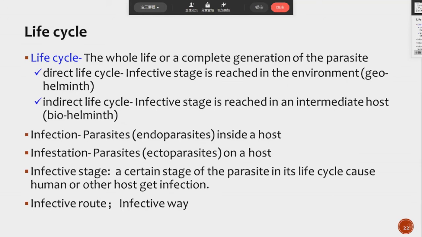From next week, we will be learning about each parasite. While you are learning about a parasite, first of all, you must know its life cycle. During the life cycle, some of the worms or parasites only need one host. Then they can finish their life cycle. This type of life cycle we call the direct life cycle.